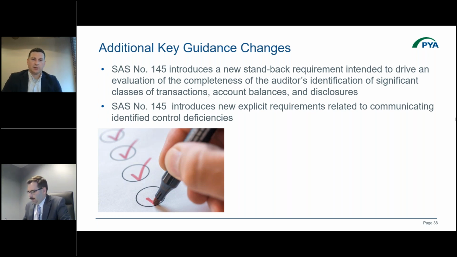And the last thing, again, not to spend a large amount of time on because I don't think it will have an impact, it just introduces some new explicit requirements related to communicating identified control deficiencies. If everybody recalls, the two types of internal control deficiencies that auditors are required to communicate in writing to those charged with governance are material weaknesses, which is the top level, if you will, of an internal control deficiency, and then the second or mid-tier, which is a significant deficiency. So those are the two that are required to be communicated to the board or those charged with governance, and it needs to be in writing.